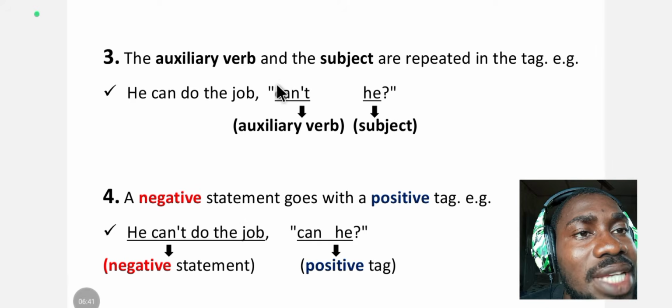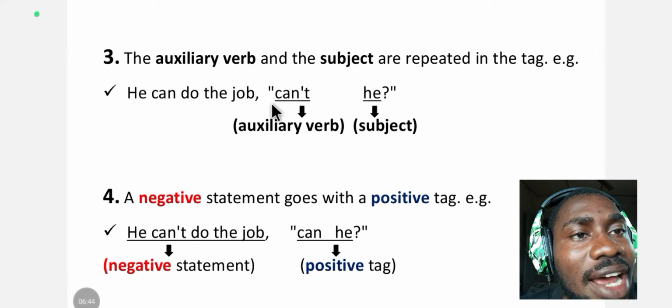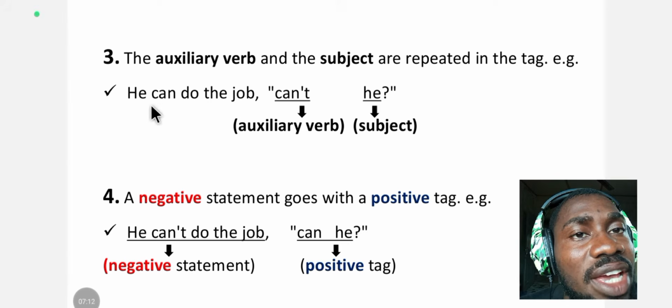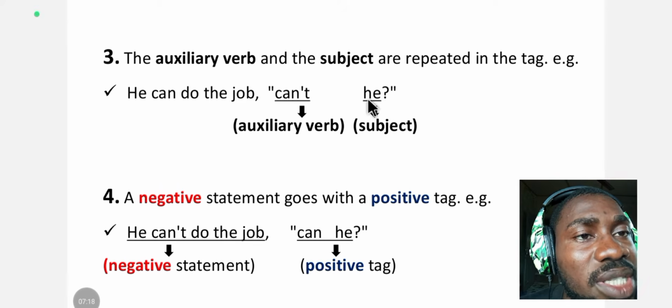So the question tag here is can't he. The auxiliary verb converted to the negative form here is can't. Can't he? The subject is also repeated. What is the subject? He is the subject. Remember, the subject is what you have before the verb. Everything you have before the verb is the subject. So what we have here is he before the verb. That's the subject, and the subject, which is he, is repeated here in the tag.